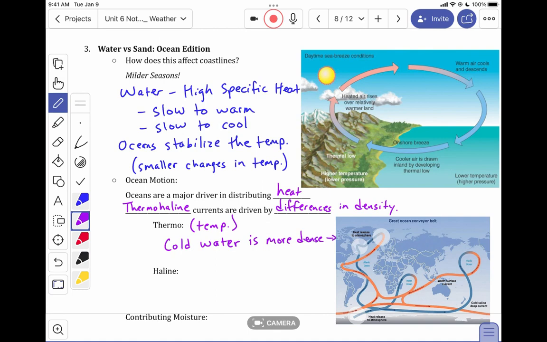And when it's more dense, it's going to sink, just like the colder air sinks in high pressure systems. And then the haline, that's looking at salt or salinity. The oceans are salty, Lake Michigan is not, but some places in the ocean have more salt than others. And just like cold water is more dense, salty water is more dense. So when the water's saltier, it's going to sink. And that causes us to have these different currents.